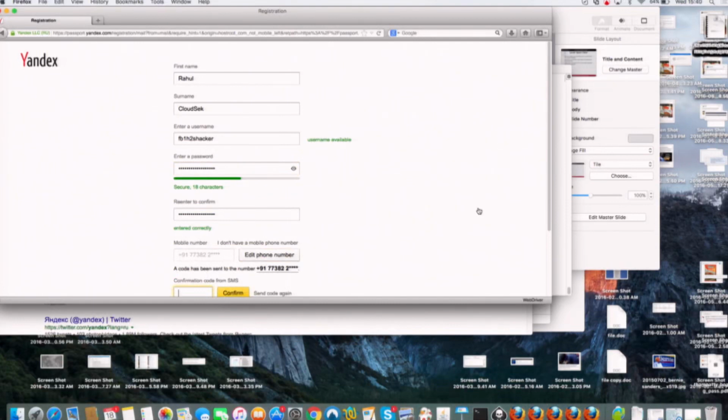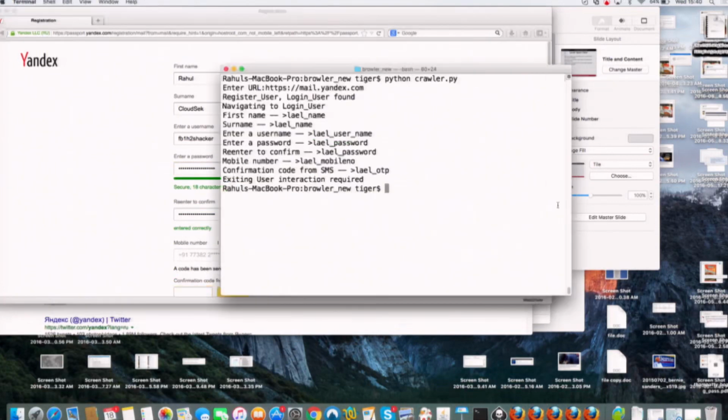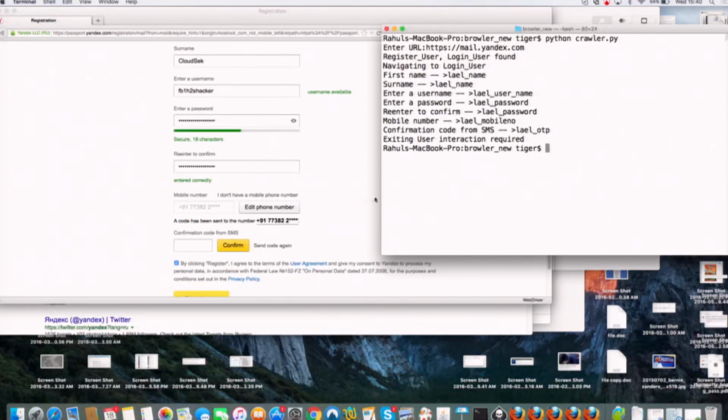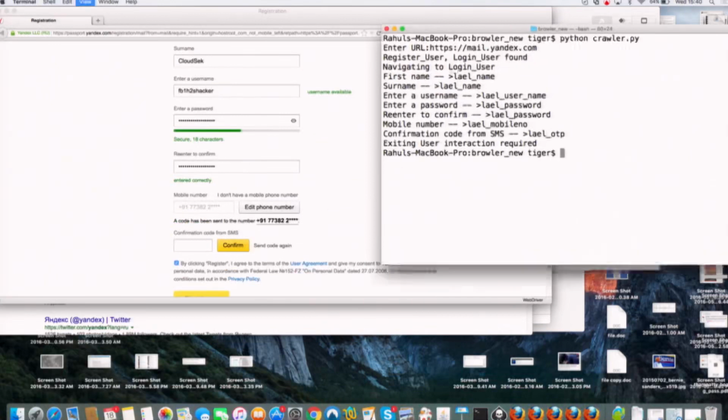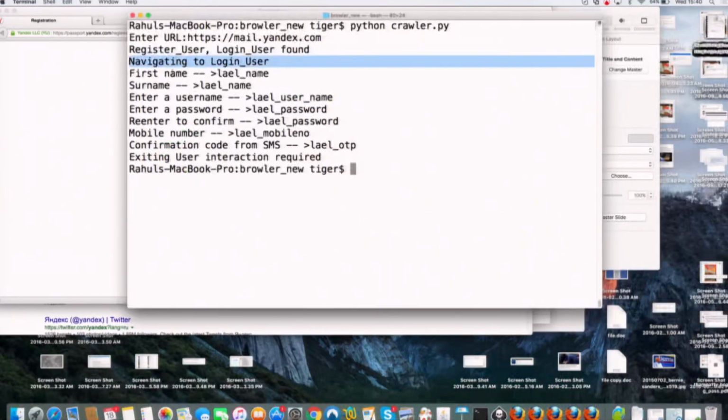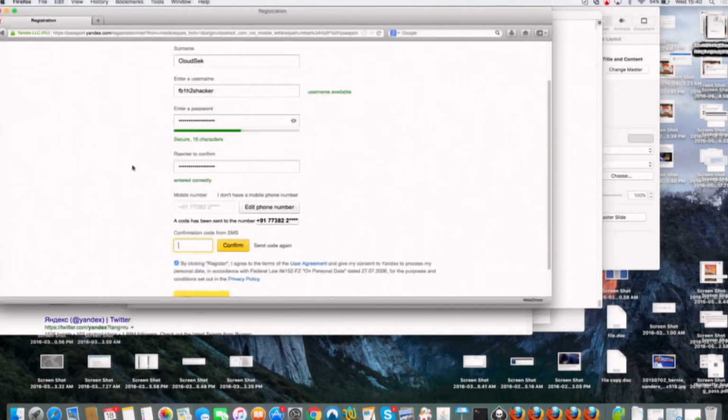Oh, now it's encountered SMS. This is like a captcha sort of thing where they're verifying using SMS. So you can see the debug log that it was asking for the first name, then it understood that it was asking for the surname, it was asking for the username, it entered a username. When it encountered the confirmation code from SMS, it sent a label OTP, so it aborted because you need to actually have the OTP, which is similar to a captcha.